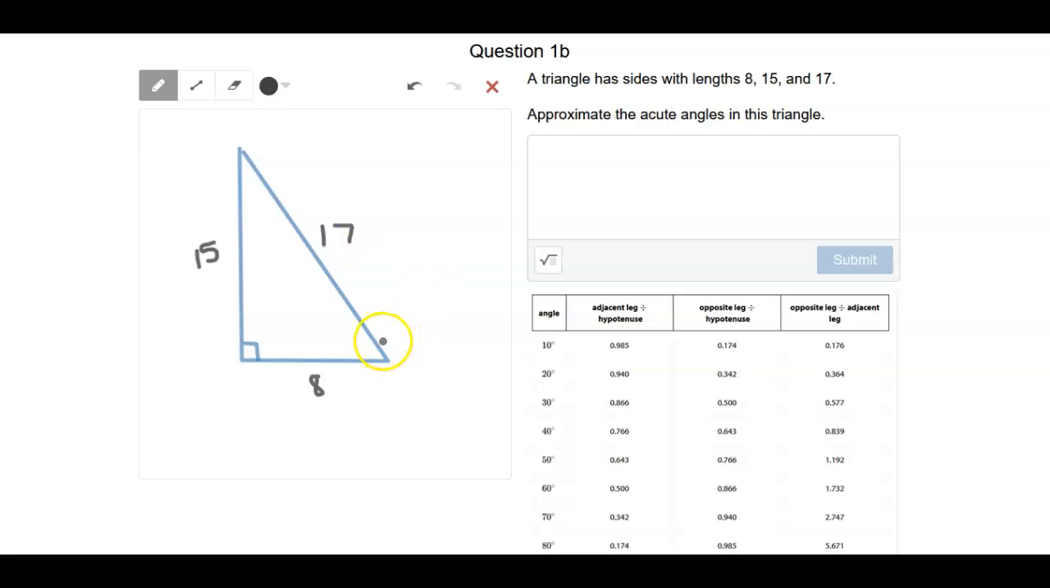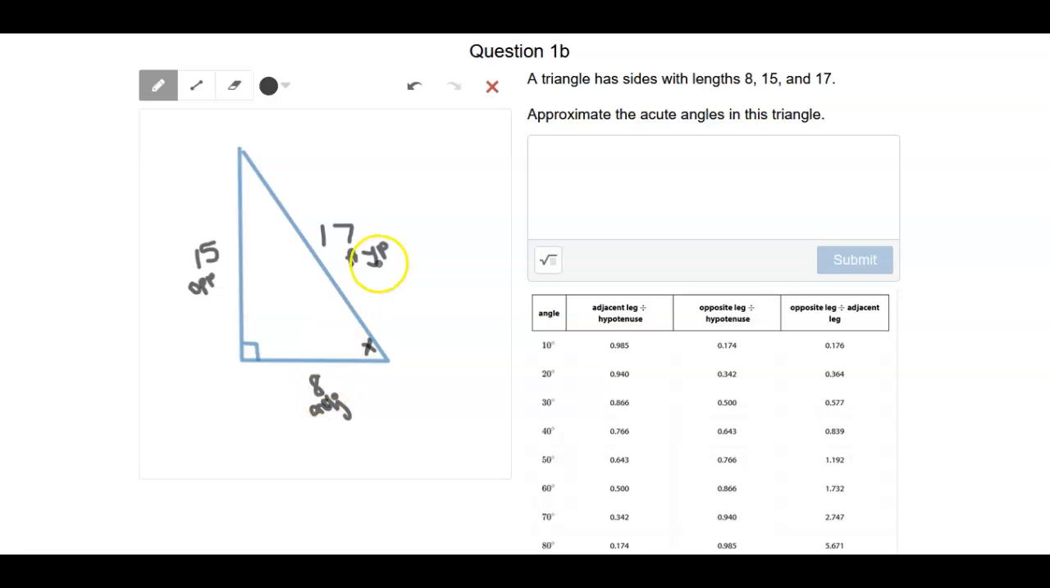So depending on which angle you're looking at, the legs are going to change label. So if this is the angle that I'm looking at right here, okay, then that means that this side over here is my opposite, and this side is my adjacent. Okay, and obviously this one is my hypotenuse. Okay, so depending on which one you prefer, you could do any one of these three and it should tell you approximately what your angle measure is.